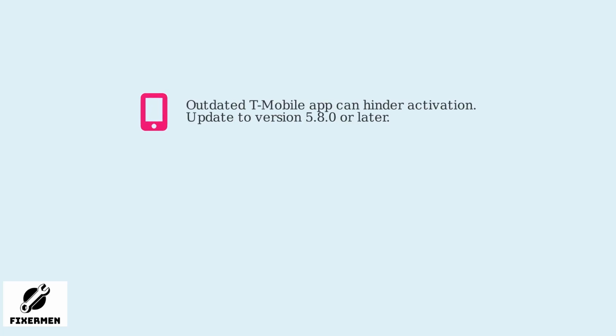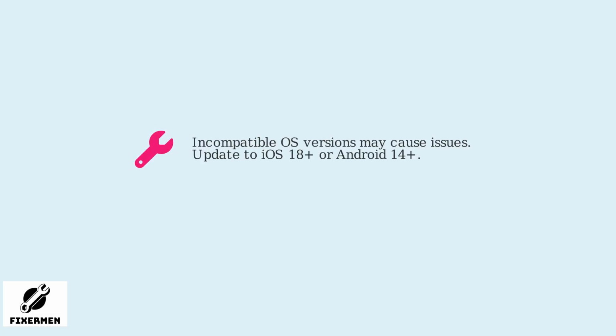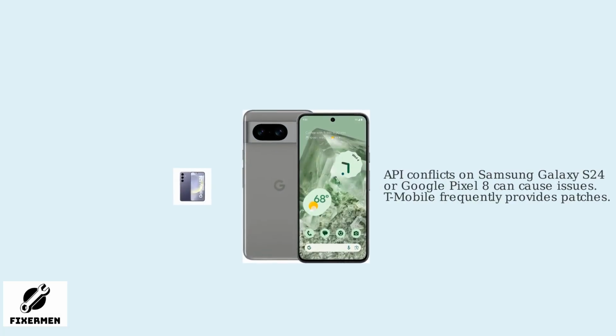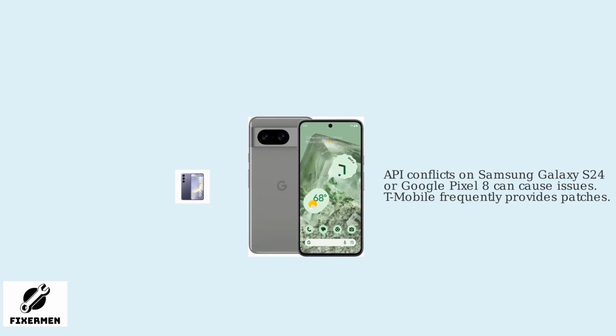Device and app compatibility can cause activation issues with T-Mobile add-ons. Outdated apps can prevent add-ons from activating. Ensure you're using the latest T-Mobile app version, 5.8.0 or later. Incompatible operating system versions can also block activation. Keep your device's OS up to date, such as iOS 18 or higher, or Android 14 or higher. API conflicts on specific devices, like the Samsung Galaxy S24 or Google Pixel 8, may lead to activation problems. T-Mobile regularly releases patches to address these technical snags.